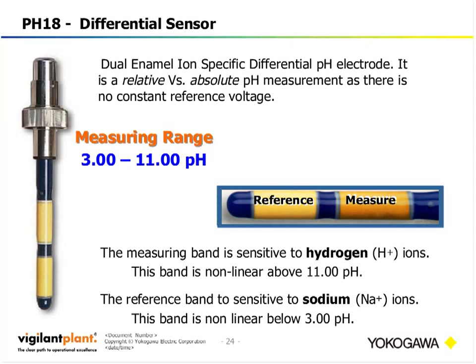However, the pH-18 has two requirements for use besides the sodium concentration. The second is that its pH range is only 3 to 11 pH. So if you're not within that range, it will not work, because above 11 pH, the measuring enamel, the hydrogen ion enamel, is not linear, and below 3 pH, the sodium enamel is not linear.